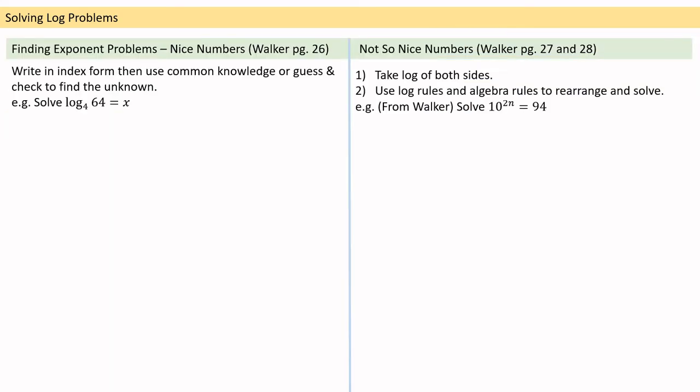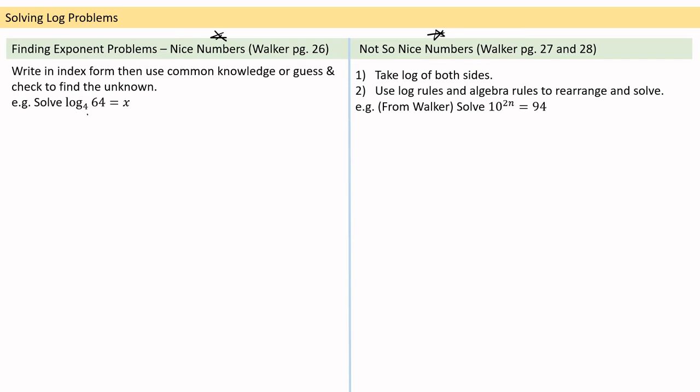All right, next up is when we need to find the exponent, and there are two different scenarios you could come across. There is when you've got a nice pretty number that's easy to solve, or we get some not so nice numbers. When we've got nice numbers, we write in index form again, and then we can just use common knowledge or guess and check to find the unknown.